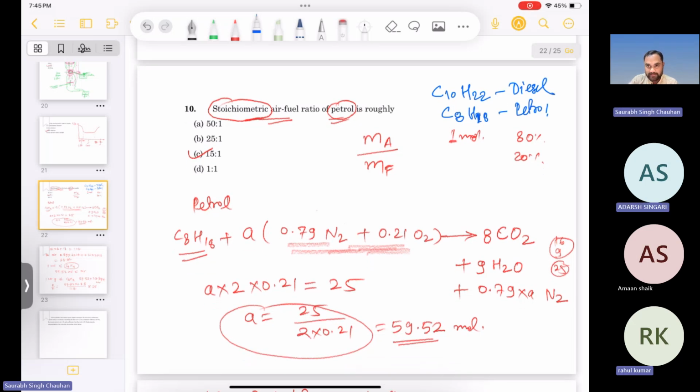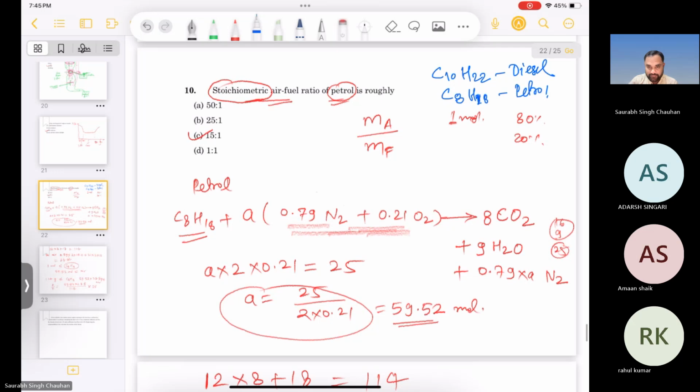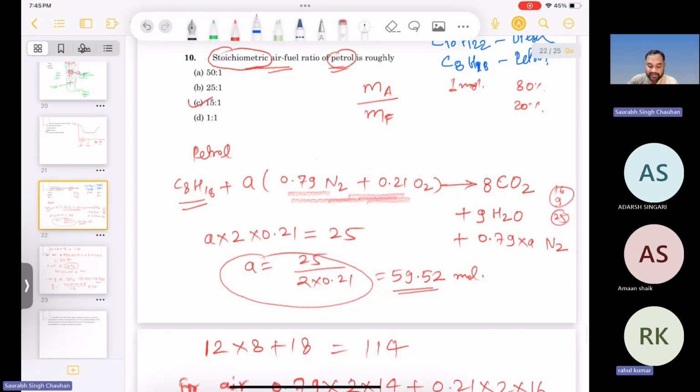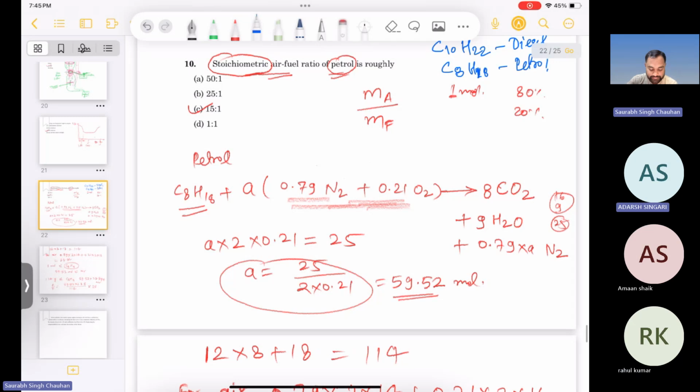So this is just a hypothetical situation. Yes, sir. Okay. For example, if you are using 1 liter of petrol, then you will have to use 15 liters of petrol for the same thing, right? Yes, sir. There can be some fuels, but those fuels will not be very practical for our use, right?